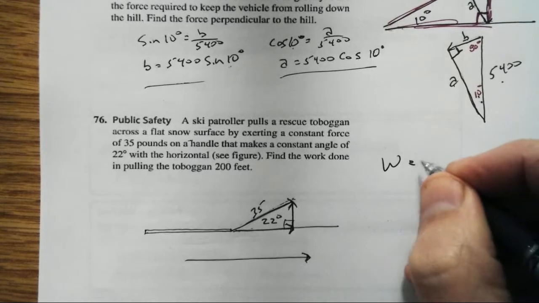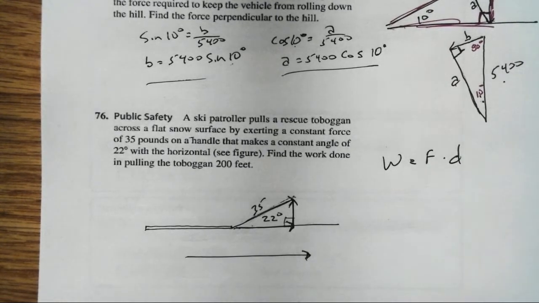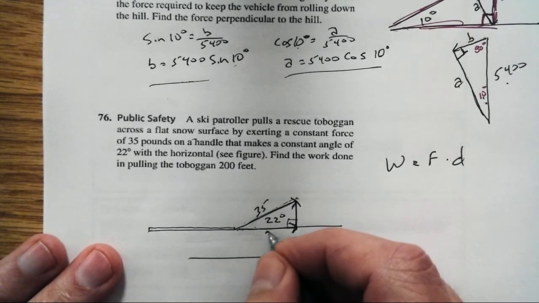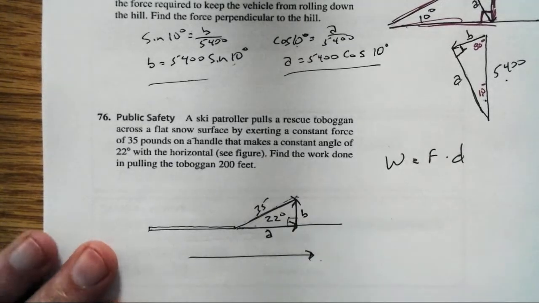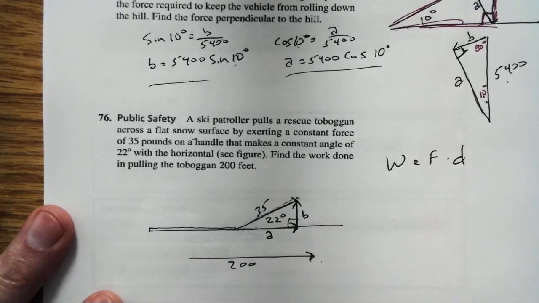Work equals force times distance. We need the force applied. The force applied on this toboggan as far as pulling it sideways is not 35. It is this distance right here. This is really being wasted in regards to pulling it forward on the flat snow. We want to know what A is. That's our force. The distance we're going to cover is 200.